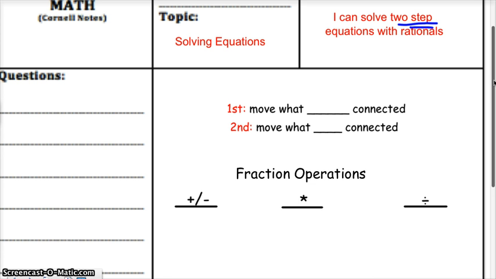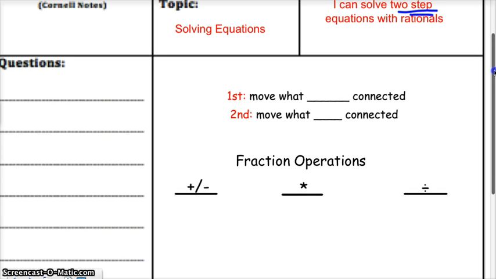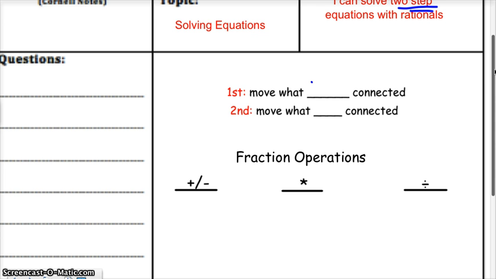Seems easy enough, but it's the fractions and decimal operations that stink. They take forever. Calculators are not allowed for this lesson. It's one lesson out of chapter 7 where they're not allowed. All right, so the first thing you want to do is move what isn't connected to the variable. You already know that. And then you move what is connected. Same strategy. It's the moving part that stinks.